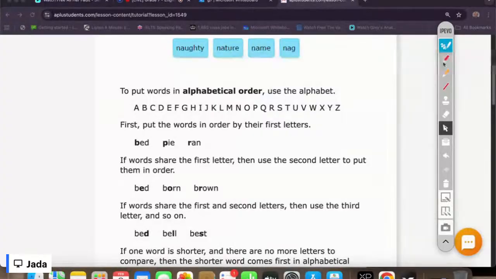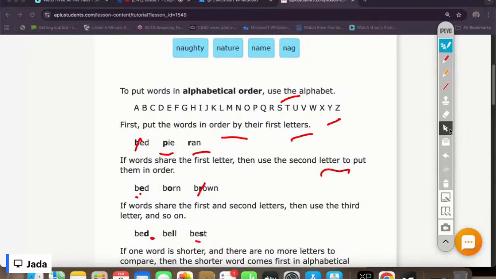Alright, so to put words in alphabetical order, you have to use the alphabet. So this is the alphabet from A to Z. First, you have to put the words in order by their first letter. So you have to check the first letters and arrange them according to the alphabet. If the words share the same first letter, you have to use the second letter to put them in order. And if the words share the first two letters, you have to use the third letter to put them in order, like bed.